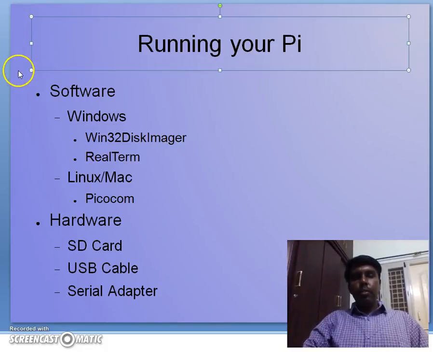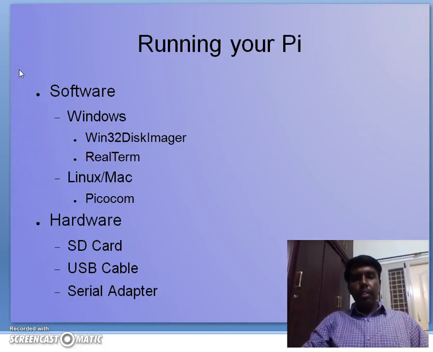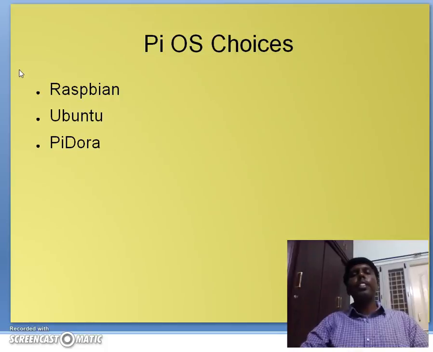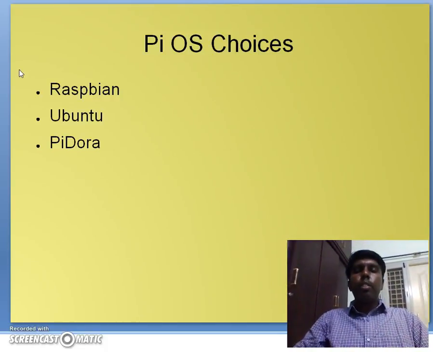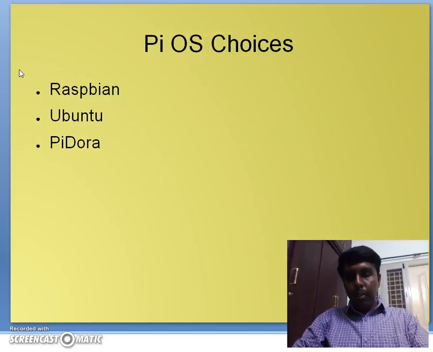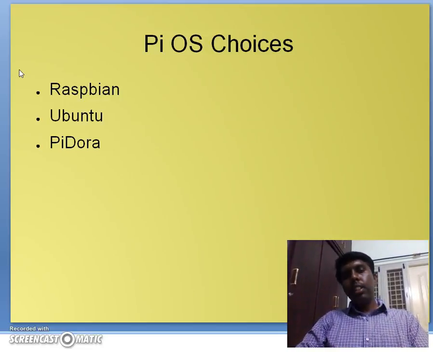So after running the Pi, you have to jump on with the operating systems. So far we have discussed more about the hardware. Now we are going to discuss the operating systems, which are Raspbian OS, Ubuntu and Fedora, the three more commonly used operating systems.